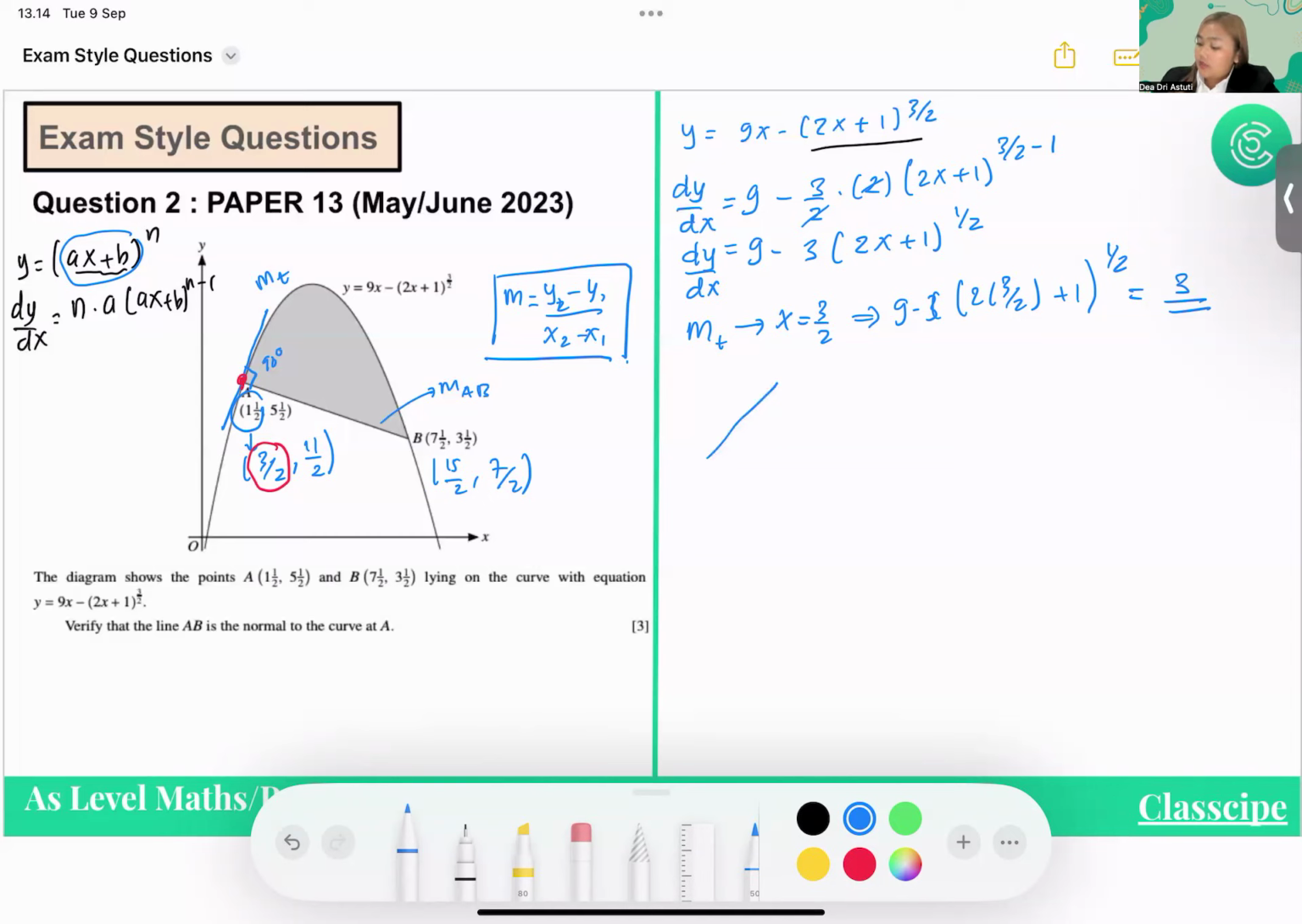Remember, if they are perpendicular, mT times mAB will be -1. In other words, I can say mAB is -1 over mT. So -1 over 3 should be the gradient of AB. But we don't know yet. This is supposing that they are perpendicular, so we are going to check.